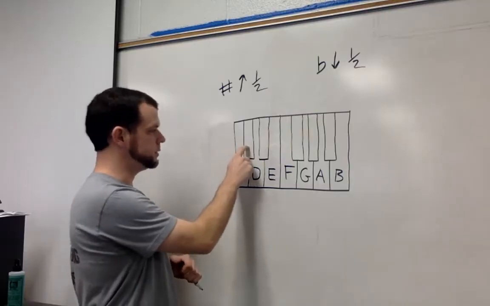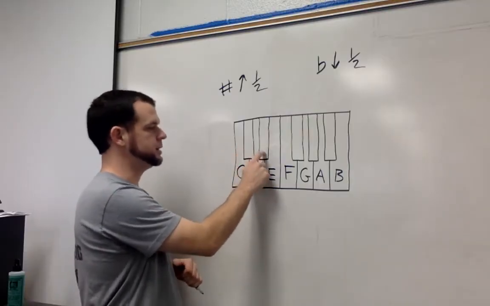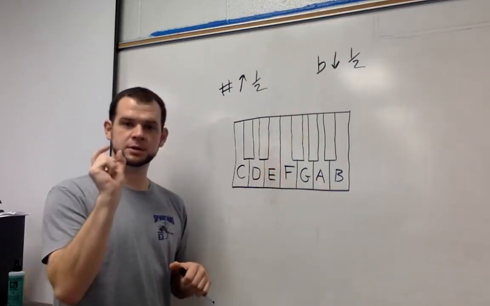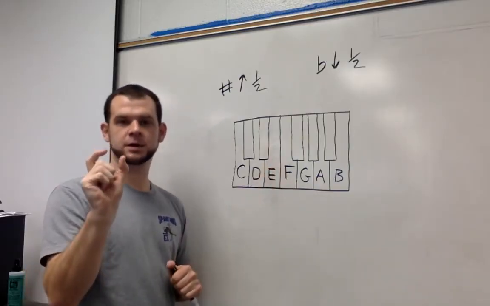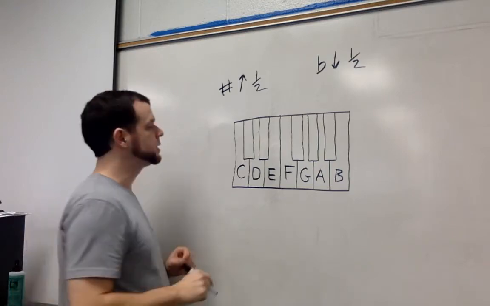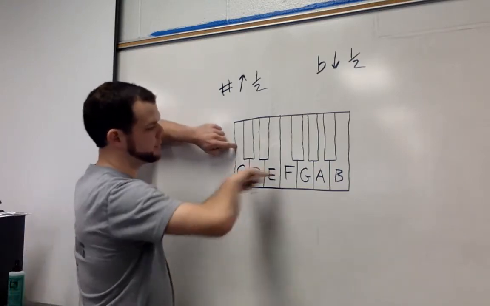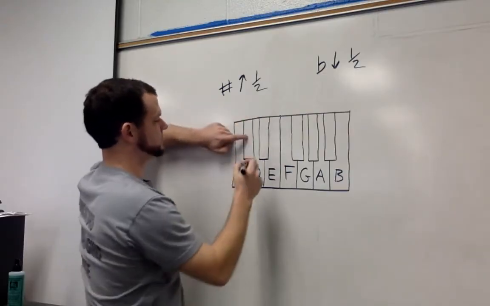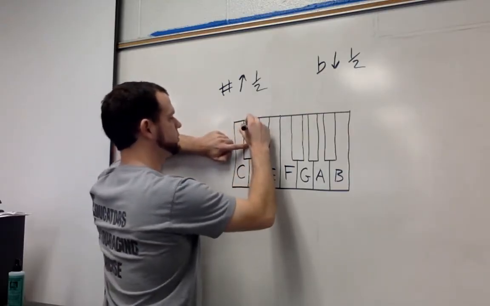Well, here to here would be a half step, here to here, here to here, here to here. Basically, two keys that are perfectly next to each other are going to be a half step. So what we're going to do is, if we're going this way, we're going higher in pitch. So C, if we want to raise it a half step, we call that C sharp.